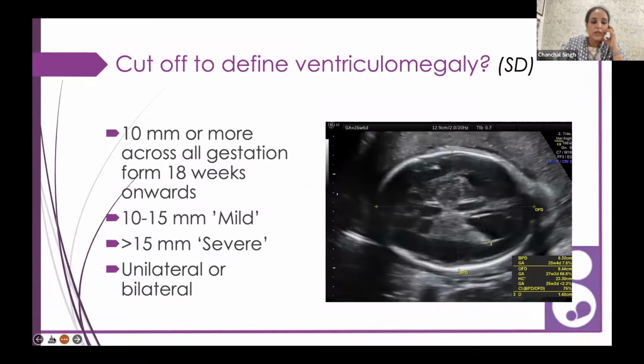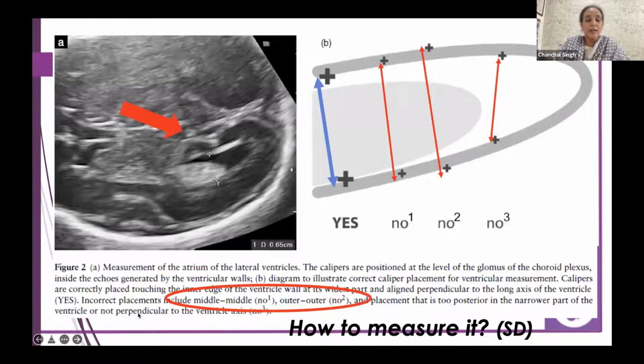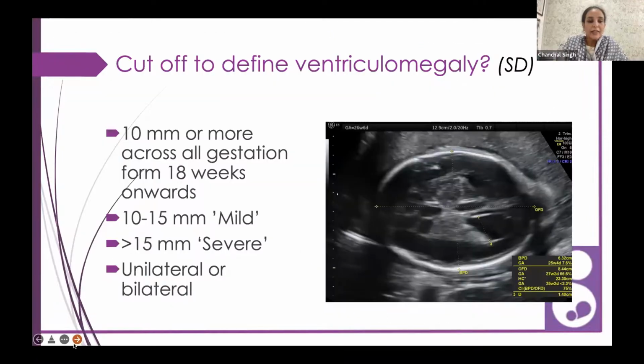That's how it should be measured. Because many times, most referrals that we get for ventriculomegaly, when you look at it in the current plane, most of the time the measurement falls within the normal range. And what is the cutoff to define ventriculomegaly? Ventriculomegaly is divided into two categories, mild and severe. 10 to 15 mm is mild ventriculomegaly, and more than 15 mm is severe ventriculomegaly.